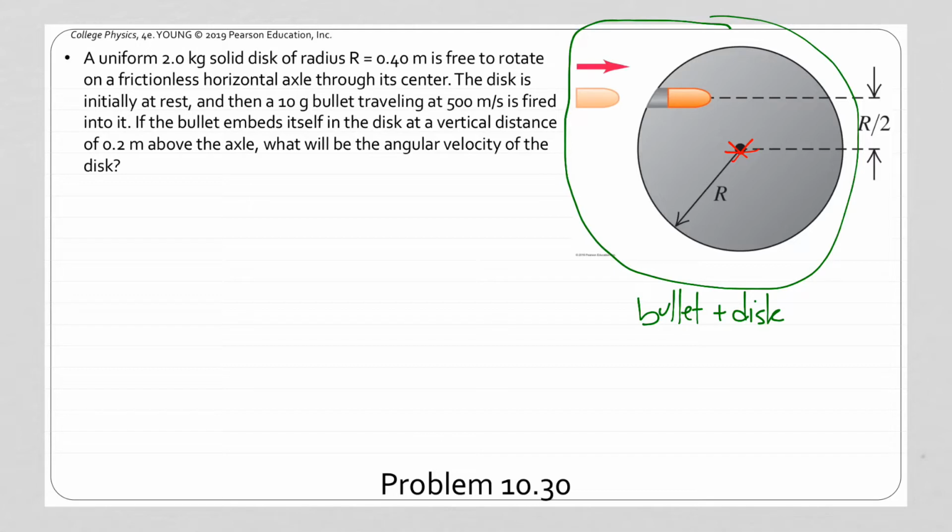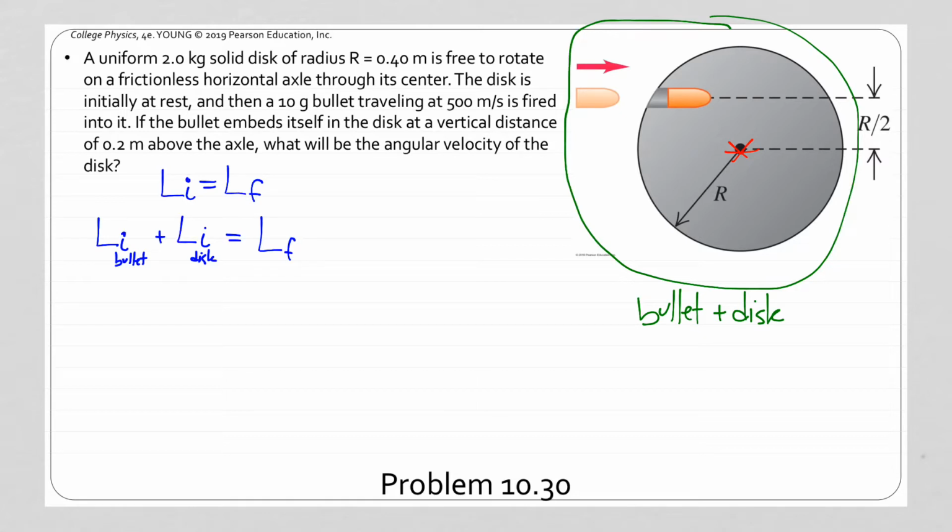So there's no other torques acting on the system. The only forces are these two interacting with each other. There'd be some forces with the axle here, but those forces would not produce a torque. So we could say that angular momentum is going to be conserved in this case. Initially, we're going to have an angular momentum for the bullet and an initial angular momentum for the disk. And then afterwards, the two of them are embedded together, so we'll say that there's going to be one net angular momentum at the end.